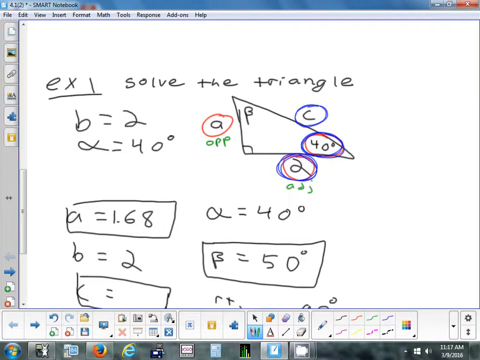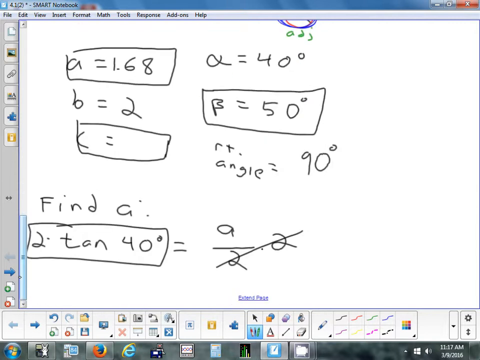Okay, so the way I'm showing you how to do this, you could get one part of the problem wrong, but still get everything else right. Okay, just because you get one thing wrong doesn't mean you're going to get everything wrong. All right, so now let's find C.